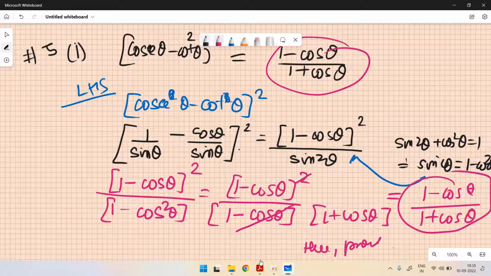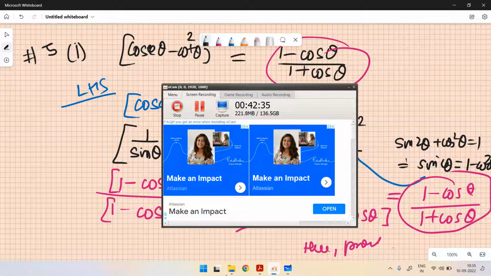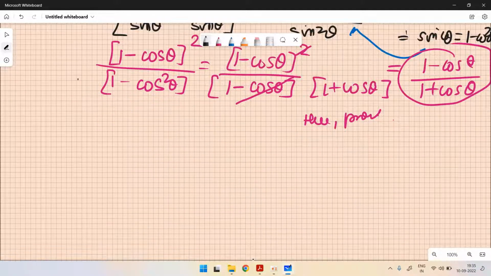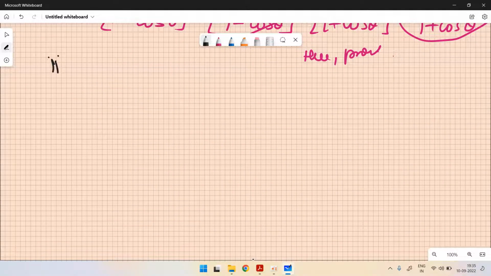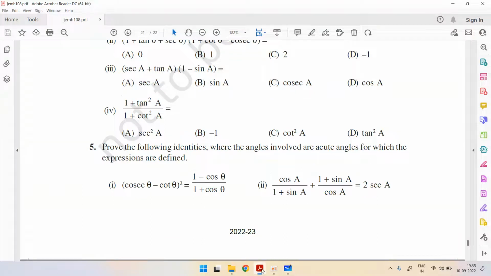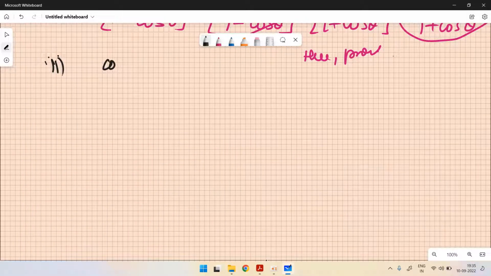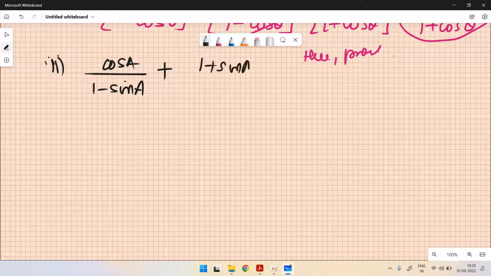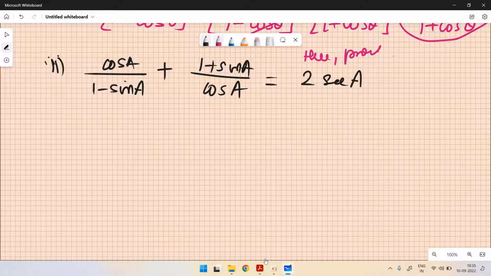Now the second expression is cos A by 1 plus sin A plus cos A by 1 minus sin A, and we need to prove that this is equal to 2 secant A.